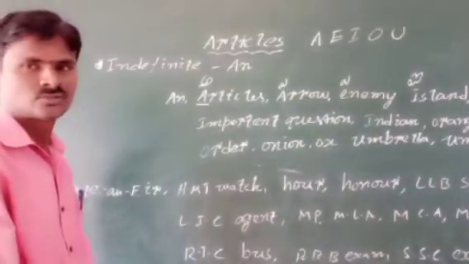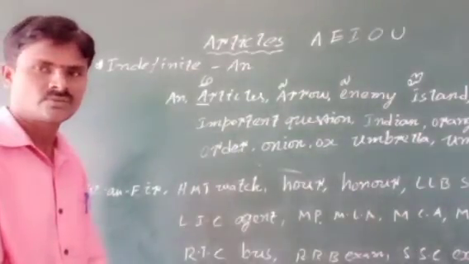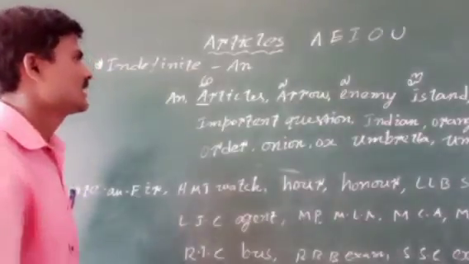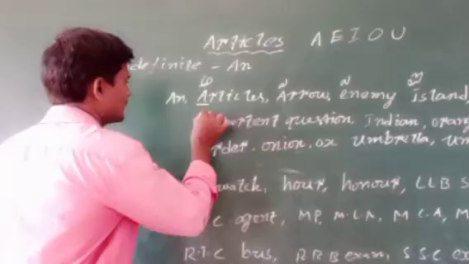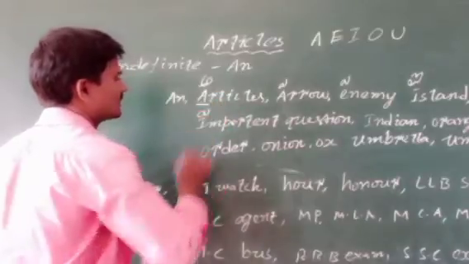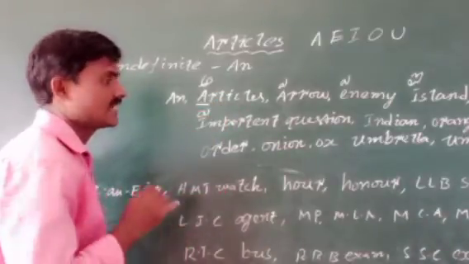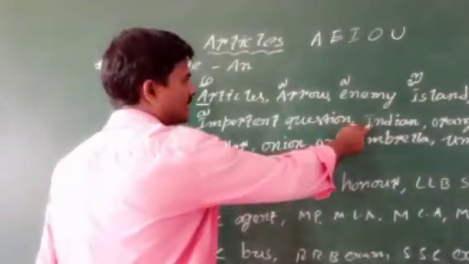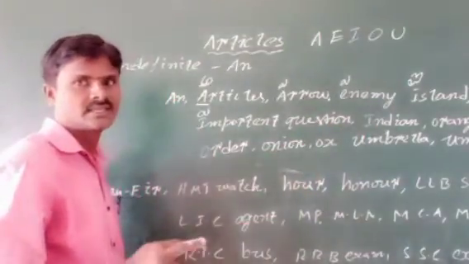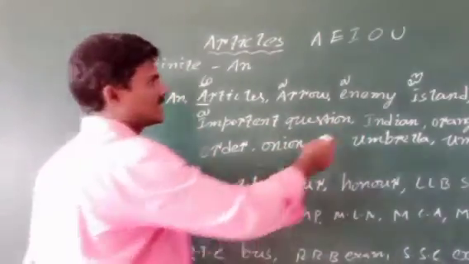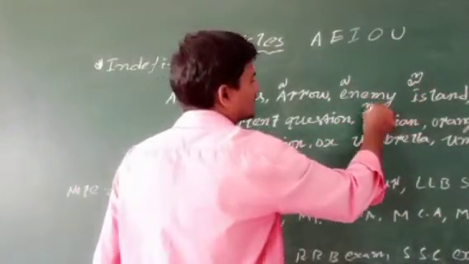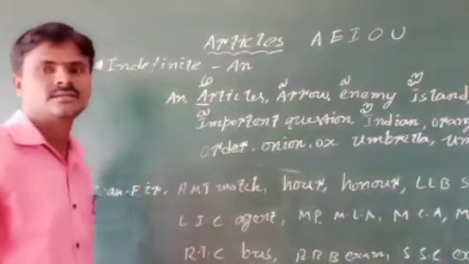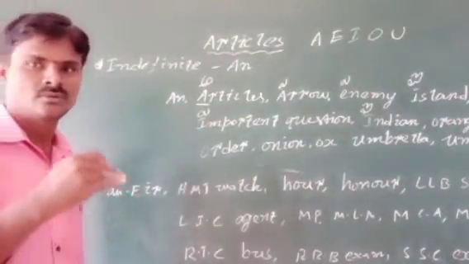Island also has a vowel sound, so you can use "an". An important question. An important question. Next, an Indian. An Indian. E, A, E, I, O, U. See, here we are pronouncing island, here we are pronouncing India.